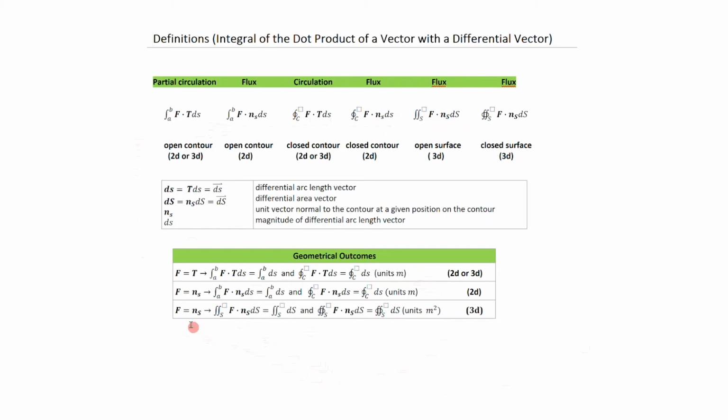In the case of the surface area, we can go through the same idea. So for instance here, if we let f be the normal to the surface, the unit vector, then the dot product between these normal vectors is 1, and you're just left with integrating over a surface. This would be over an open surface and over a closed surface. And the units, of course, would be meters squared. So this would be for the 3D case. The circulation or partial circulation, either 2D or 3D. But when we're dealing with 2D and we're looking at flux, or basically integrating, letting f be ns, then this can only apply in the 2D case.